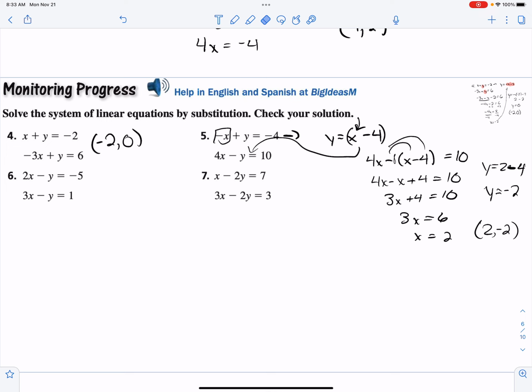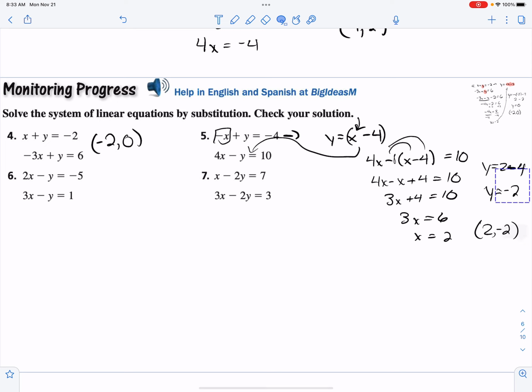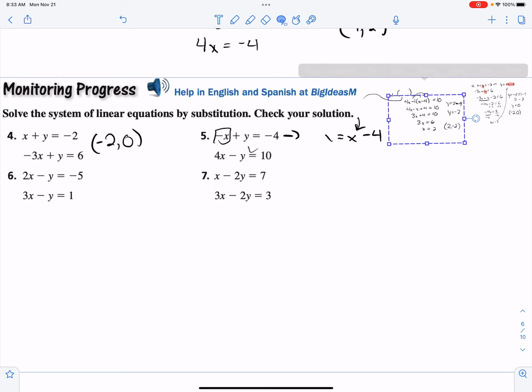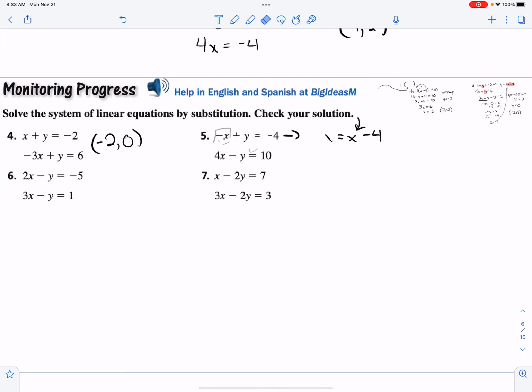Let's shrink this down first. Oops. Well, maybe I'll shrink it down first. Let's just start with this, shrink. There we go. And we'll just erase this for now. So it was 2, comma, negative 2.